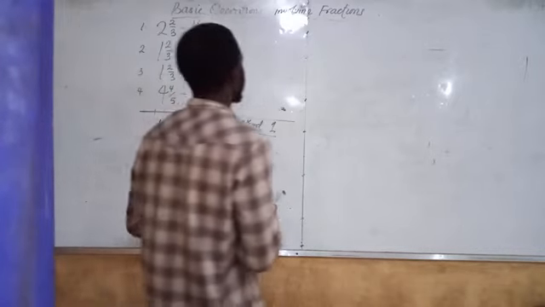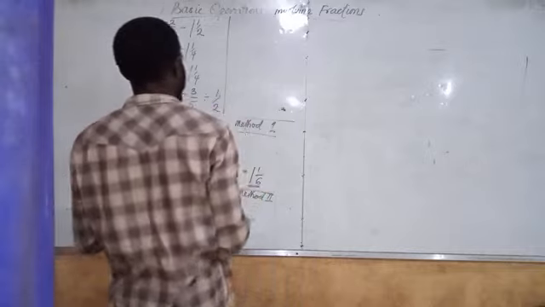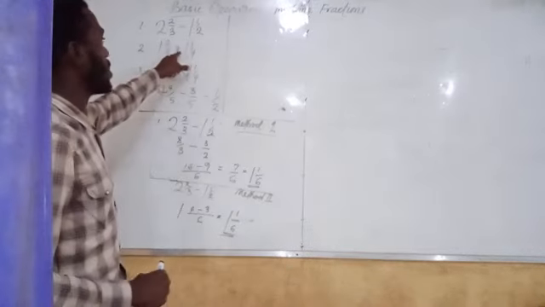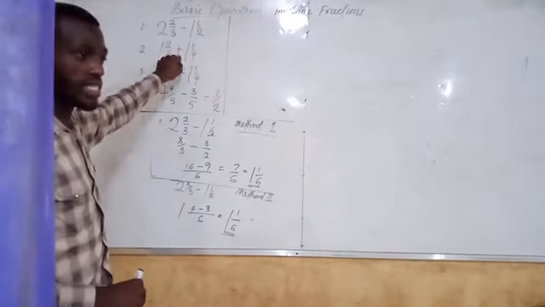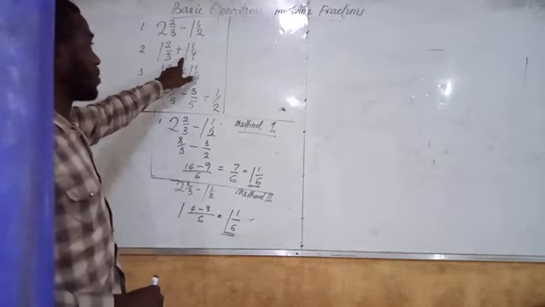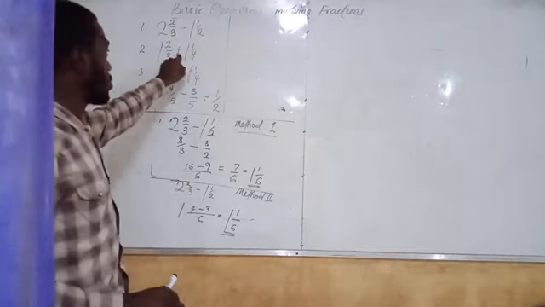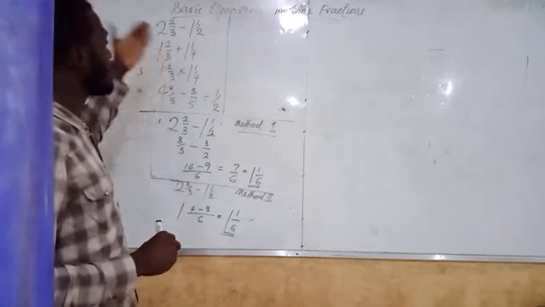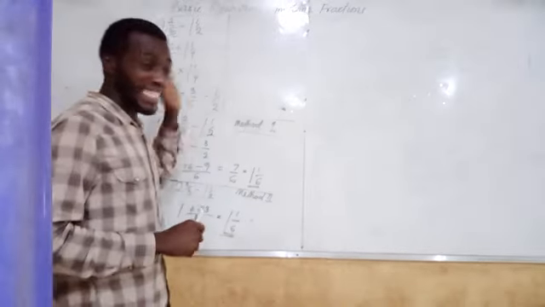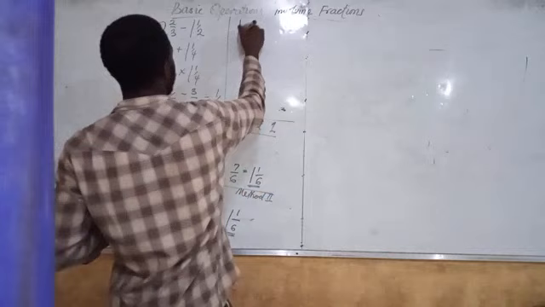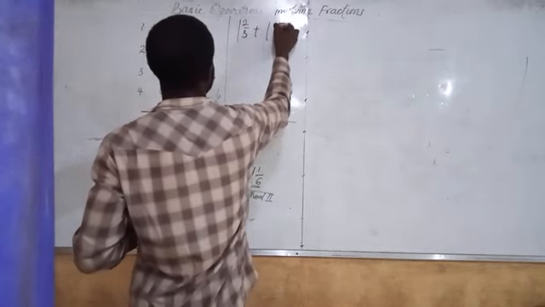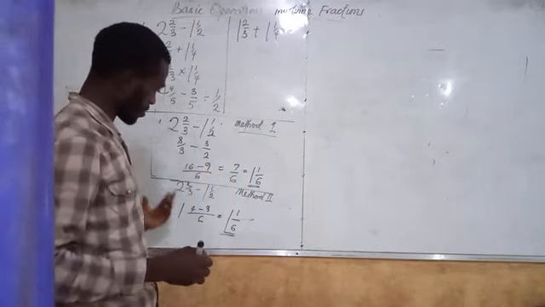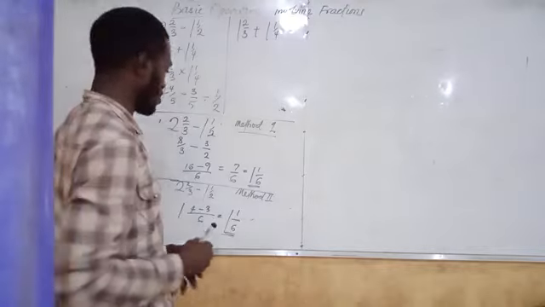All right, for the next one, the very important thing here is that you must take note of the sign. The sign is very important, because if you misplace or misconstrue the sign, you are going to really fail the question. So in order not to get the question wrong, look at the sign intently. So you have 1 and 2/3 in the next case, plus 1 and 1/4. We are going to use both methods to keep it simple.